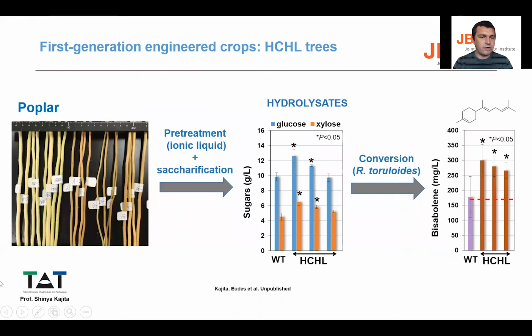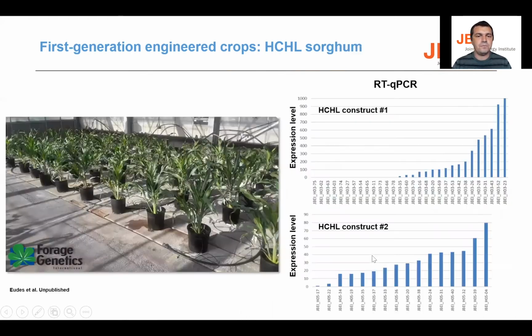And in collaboration with Shinya Kajita at Tokyo, we received some poplar trees with the HCHL gene. At JBEI, we did the pretreatment with ionic liquid and the saccharification. These transgenic trees release more sugars, more glucose and xylose, in the hydrolysates. And again, the conversion using the same red yeast I showed before resulted in more biofuel, more bisabolene production in the case of HCHL trees.